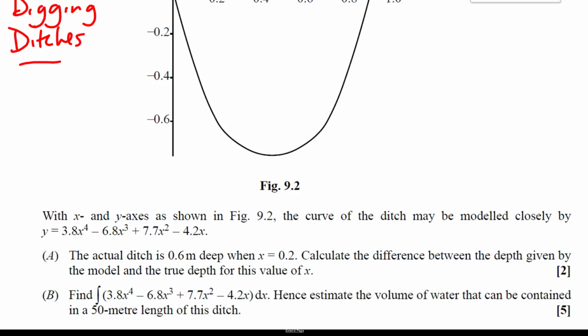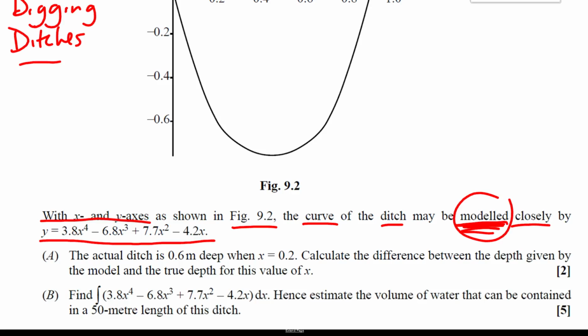Okay, they're going to give us two parts to this question for us to answer. With X and Y axes as shown in the figure above, that's pretty clear. The curve of the ditch may be modelled closely by, and here we've got a polynomial. So they've asked us to model, and they're telling us it's a model. That's quite important, and you'll see the term model coming through throughout the question. So they're giving us an actual figure, and they've got a model figure.